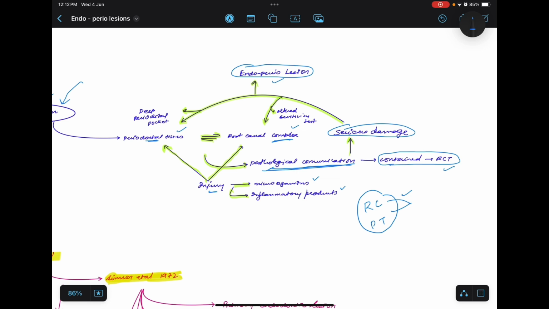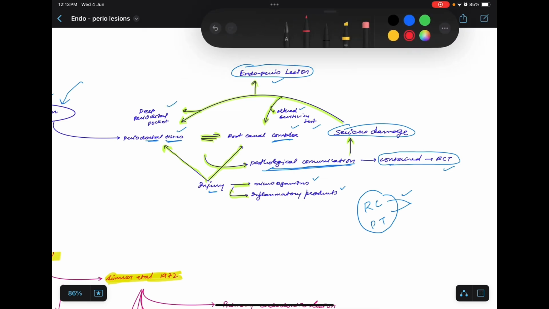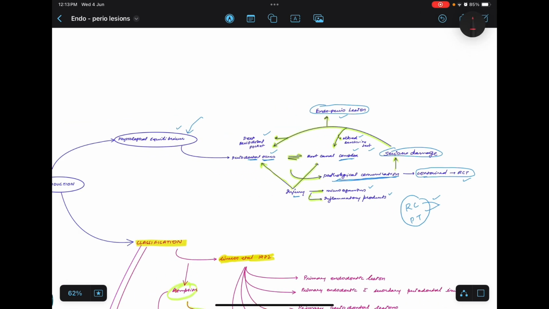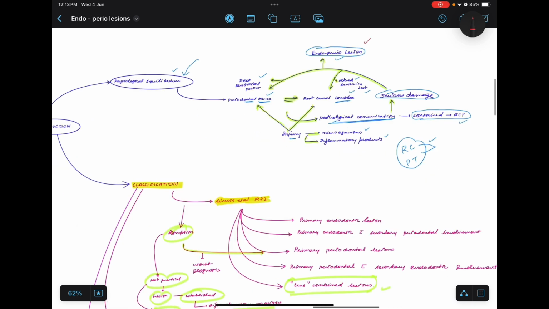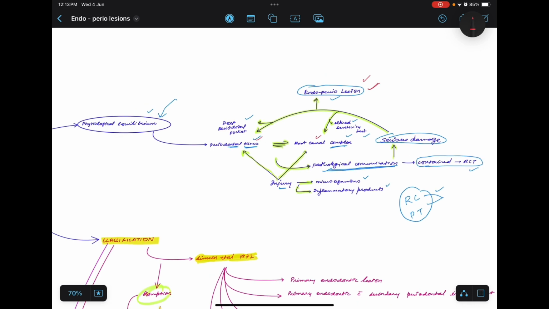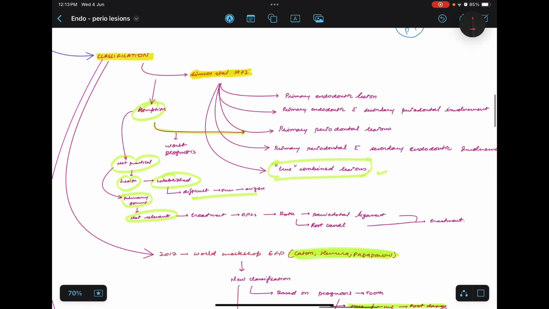Now, how do you identify it? You see altered sensitivity tests with respect to the root canal complex. Your pulp sensitivity tests become altered, and there are deep periodontal pockets associated with the periodontal tissues. So these are some very common signs and symptoms observed with an endo-perio lesion. So this is simple. Basically, a pathological communication between your periodontal tissues and root canal complex is what we call an endo-perio lesion. Now, coming to the classification.